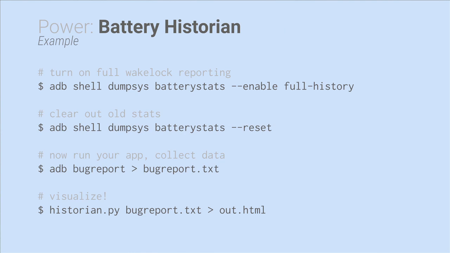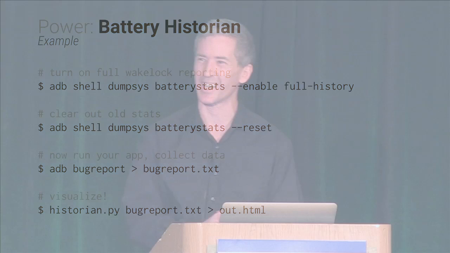So you can download that, you can run it, you can do a dumpsys, basically put this information into a bug report, and then run the Historian script on it to see what's going on. And it gives you a graphical display, kind of like Systrace, of what's actually going on there.